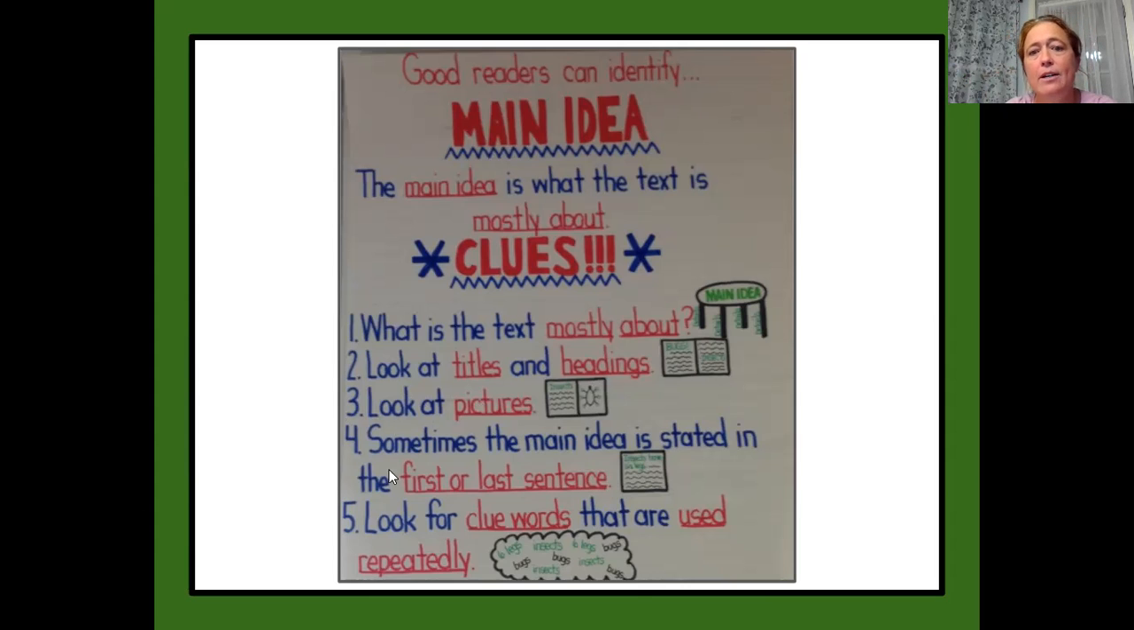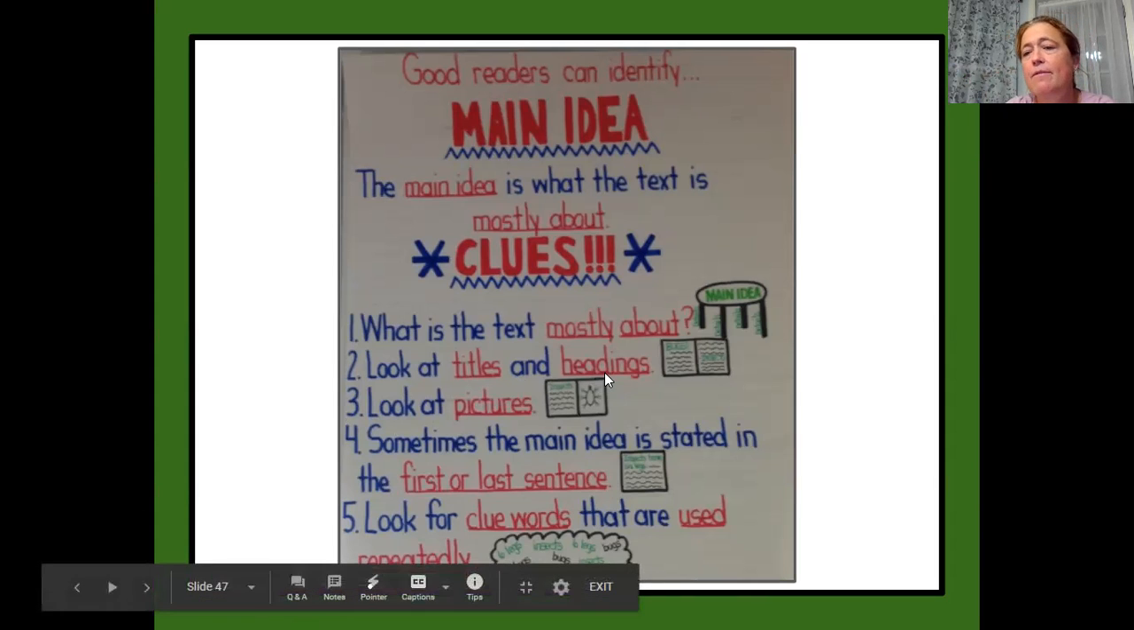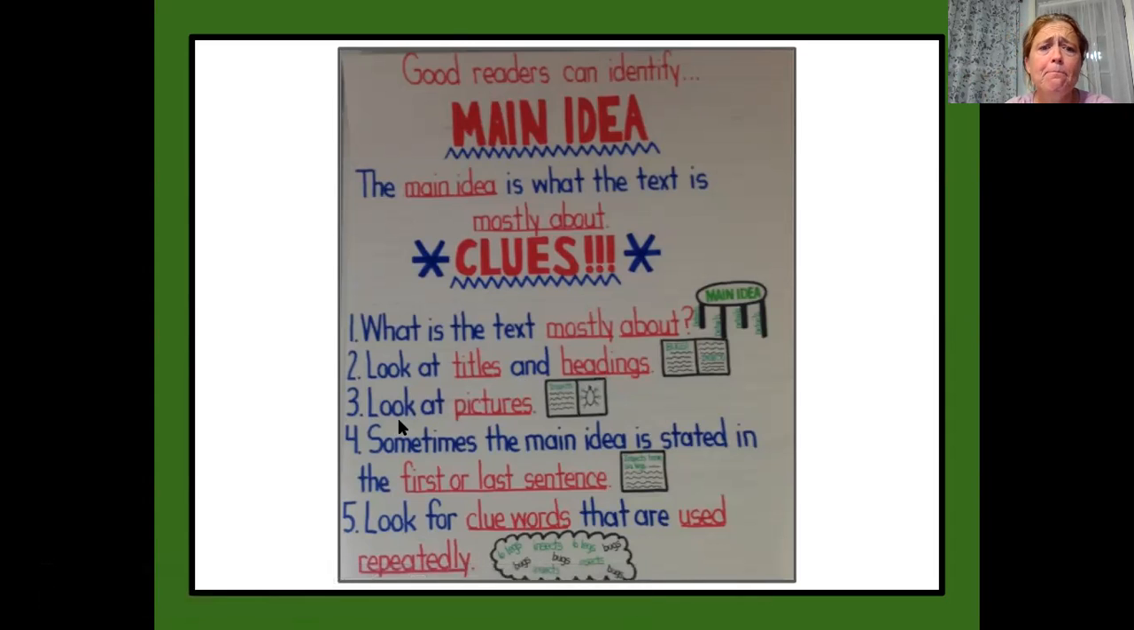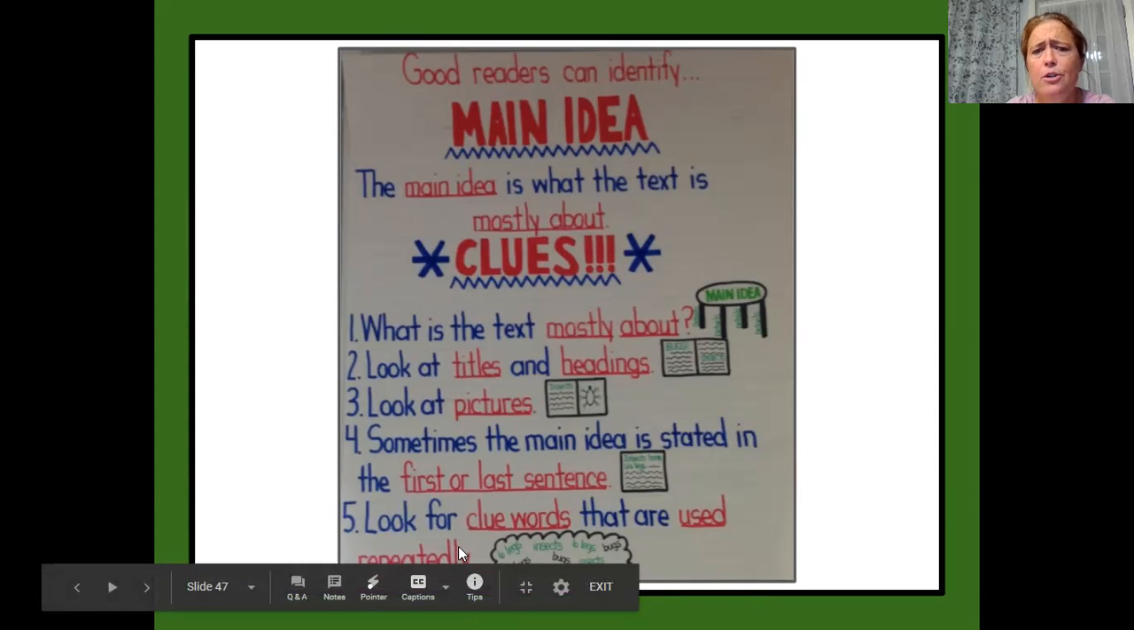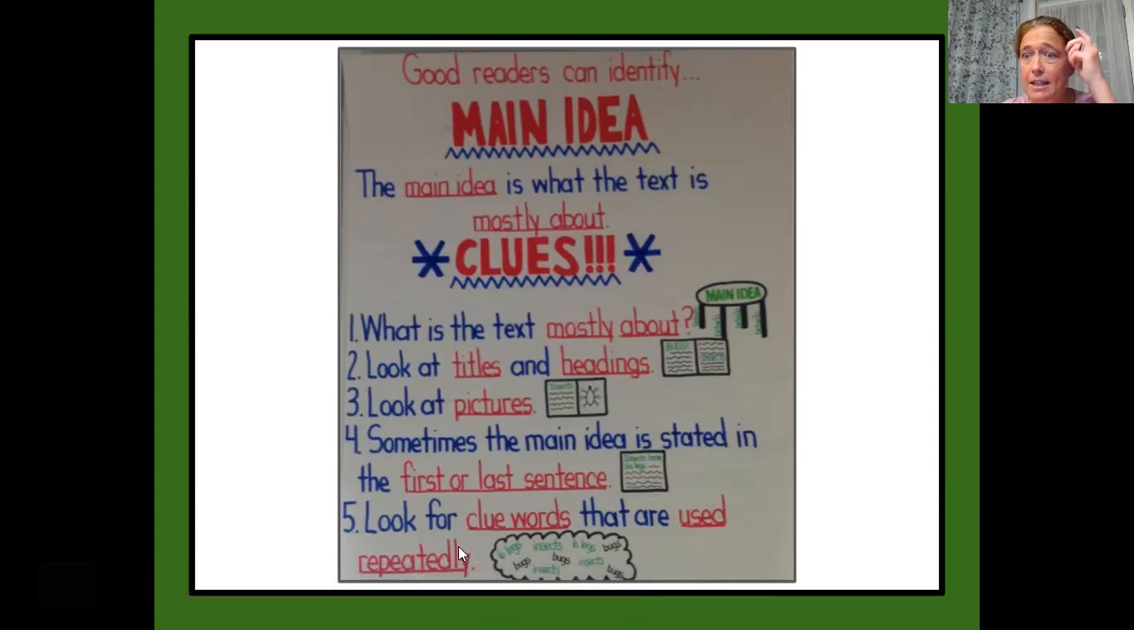You can also look at titles and headings. They give you hints as to what the passage's main idea was. You can look at pictures. Sometimes the main idea is stated in the first or last sentence. Remember, we just said that's not always the case. So sometimes you need to look further to find the main idea. Look for clue words that are used repeatedly in the text. Words that are used repeatedly in the text can give you hints as to what the main idea is of the passage.